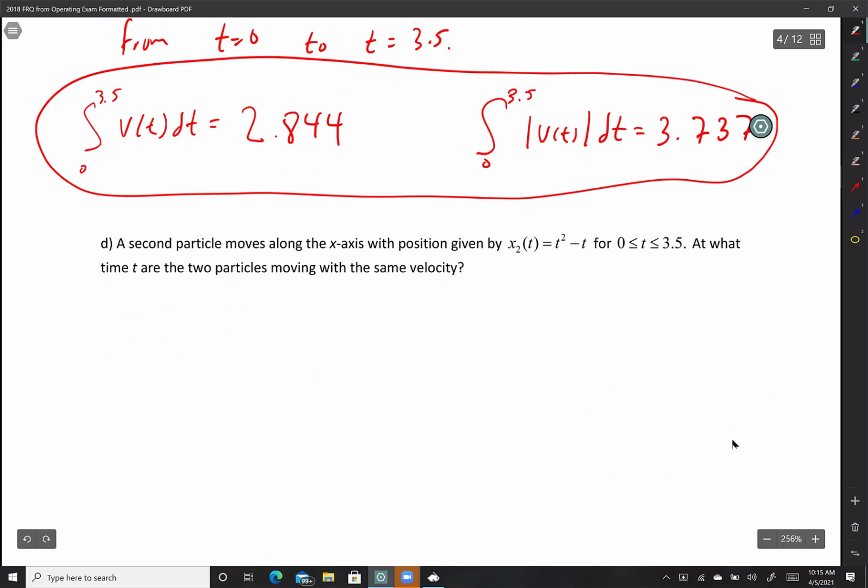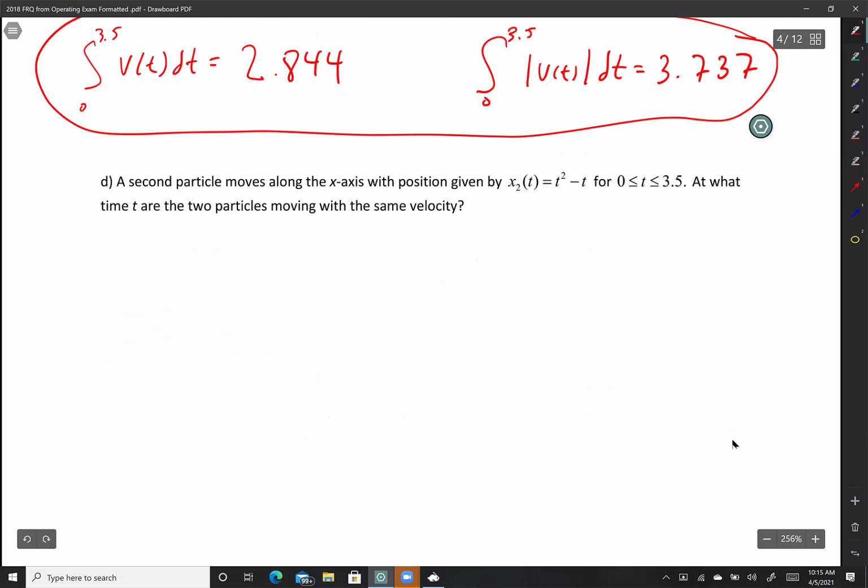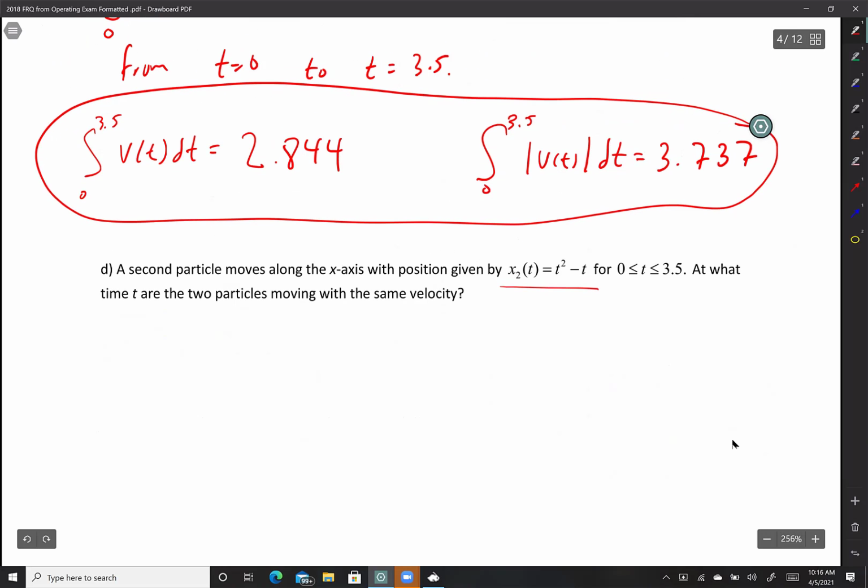Okay, let's keep going. A second particle moves along the x-axis with position given by, sorry guys, blah, between 0 and 3.5. At what time are the two particles moving with the same velocity? Okay, perfect. I already have the velocity in y1. All I've got to do is find this velocity. Notice it has a subscript of 2, so let's keep that subscript so people know.